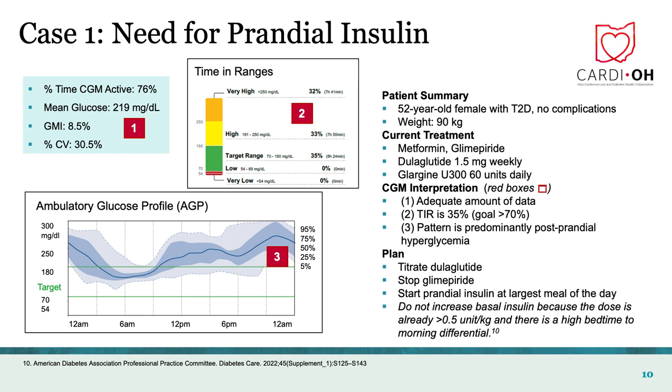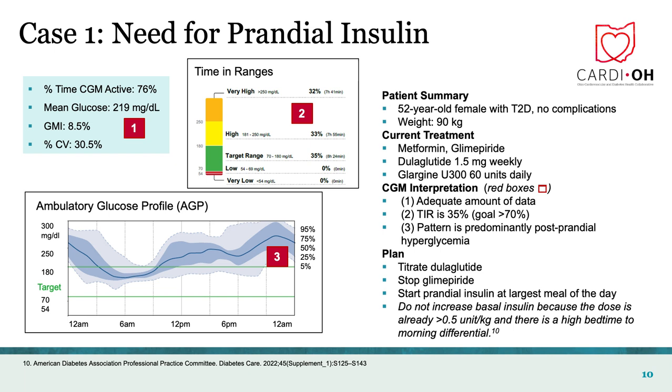And then when you actually look down to the graph of the ambulatory glucose profile, you can really clearly see their pattern here is predominantly postprandial hyperglycemia. And in particular, note that there's a big differential between the bedtime glucose and the morning glucose. So further titration of that glargine would be unnecessary and potentially lead to more hypoglycemia.